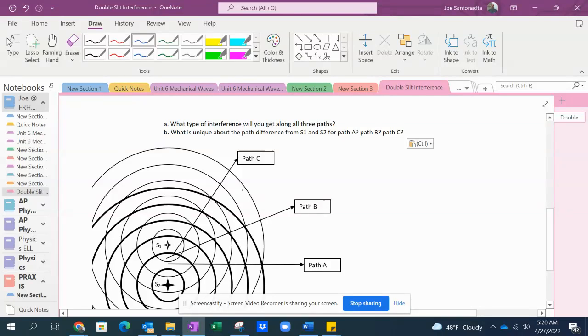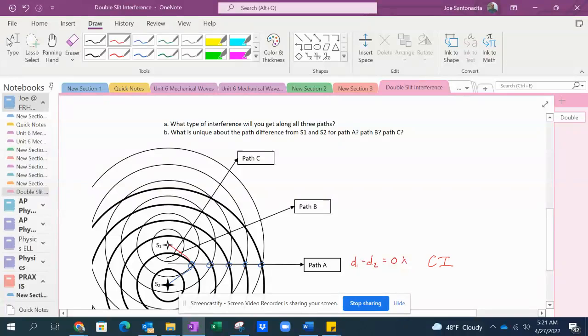Okay, so to examine question A, what type of interference will you get along these three paths? If I look at path A, I find that the path difference here from 1 and from 2 is each 2 wavelengths. So the path difference, D1 minus D2, for every single point along here is going to be 0 wavelengths. You're still going to get constructive interference.